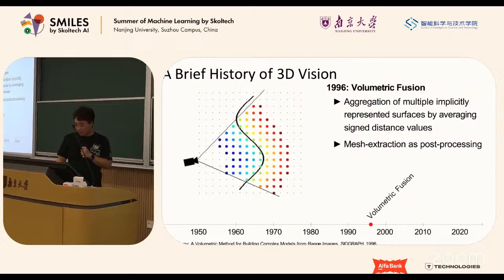Another important idea is volumetric fusion. Volumetric fusion combines multiple surface measurements into a common volume, typically by averaging signed distance values. Measurements from different viewpoints reinforce one another and reduce noise. After fusion, a mesh can be extracted from the implicit surface. The idea became very hot in real-time RGBD reconstruction systems.